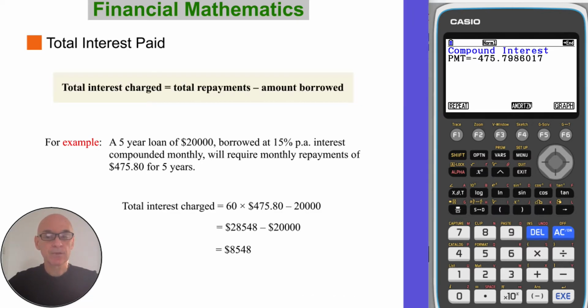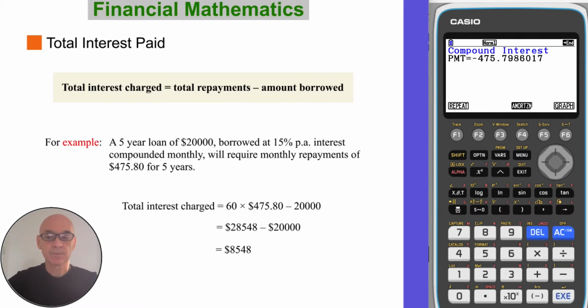The total interest charged is found by subtracting the amount borrowed from the total repayments. In the example shown, the total repayments were 60 lots of $475.80, giving $28,548, and subtracting $20,000, which was the value borrowed, giving a total interest charged of $8,548.